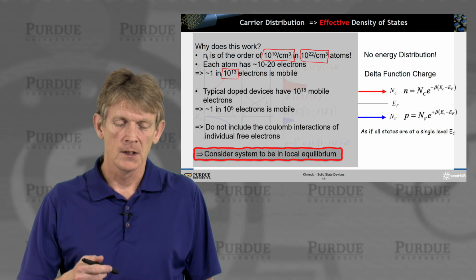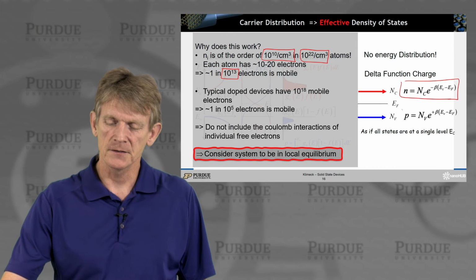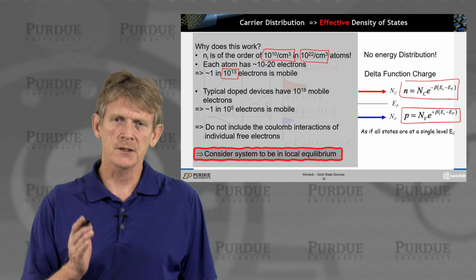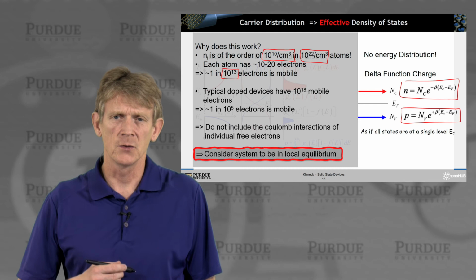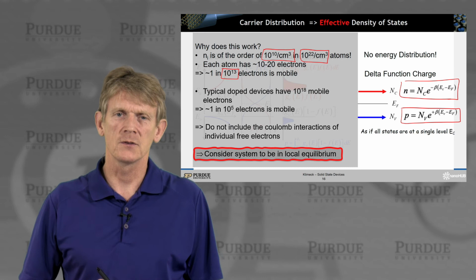So, since we're not including the Coulomb interactions of these individual carriers, collapsing the distribution into delta functions at any point in space means that the system is considered in local equilibrium. As you march through the device, you assume that the detailed energy distribution doesn't matter. There's no such thing as, say, hot carriers that flow from one slab of the device to the next, but you have relaxation throughout the device. And that is why this collapse into delta functions makes sense.